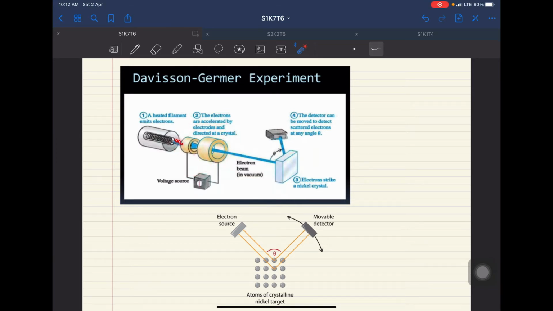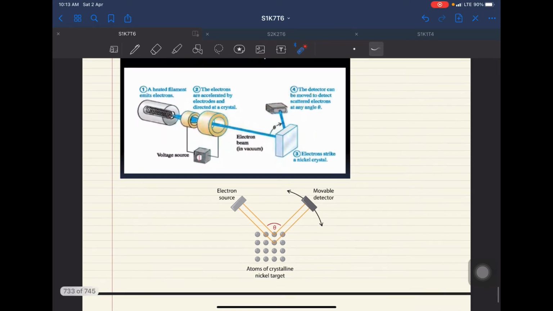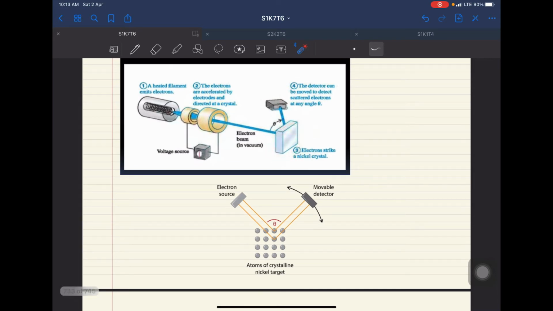Initially there's no energy, like E equals potential equals 0. The applied potential over here then becomes the kinetic energy. If you apply 10 joules of potential, that 10 joules becomes kinetic energy. So you have velocity, and it is directed towards the nickel crystal, and then a detector can detect the pattern. What happens inside the nickel crystal is that the crystalline structure of the nickel itself acts like a diffraction grating.